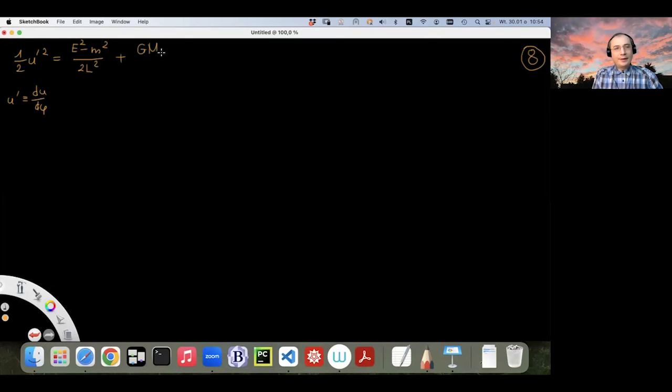So in a way, in these coordinates, you can reapply the methods you learned from solving Kepler's problem, the problem of Kepler's motion, and everything seems to work just fine. Plus GM u to the power of 3. Okay, so again, we have a constant and a potential.